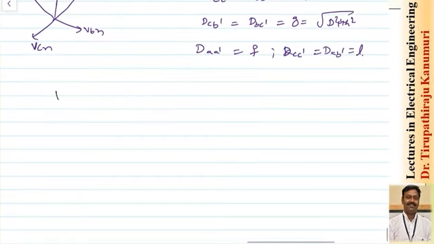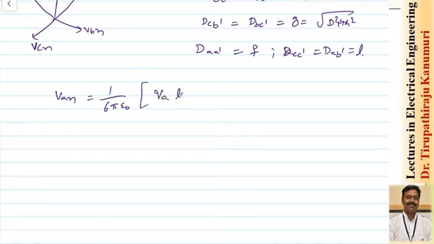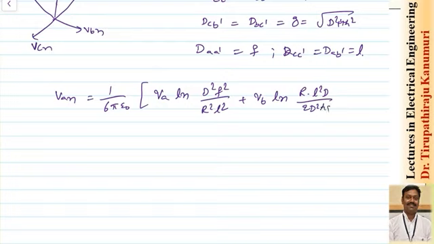So now from this I can calculate my value of VAN is equal to 1 by 6 pi epsilon naught. I have to take the sum of those two equations and then substitute these things. So when I am substituting those things, I am directly writing the answer, ln of D square F square divided by R square L square plus QB into ln of R into L square D divided by 2D square H into G plus QC into ln of R D L square divided by 2D square H into G. This is what we get.